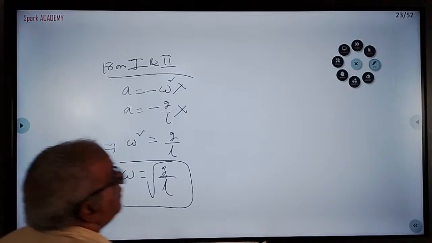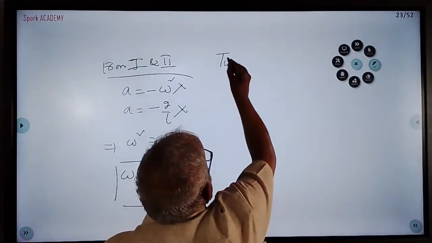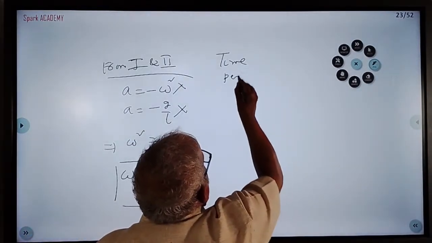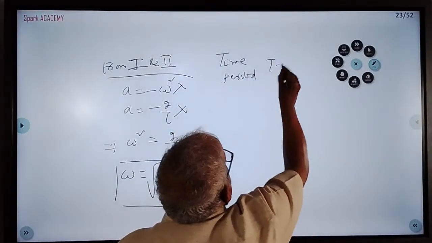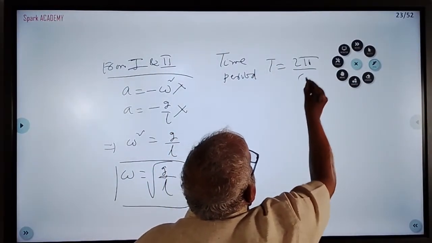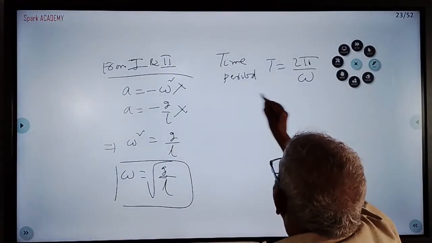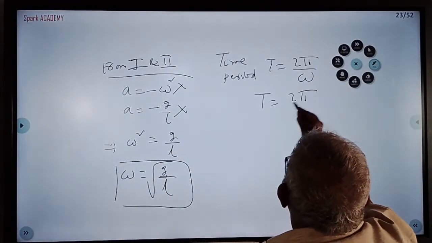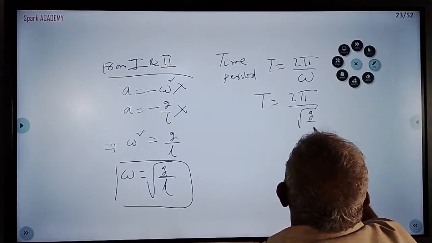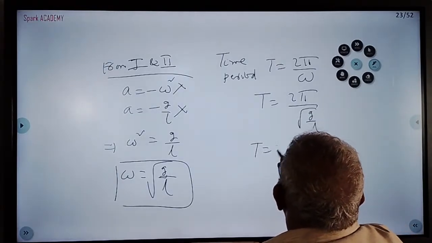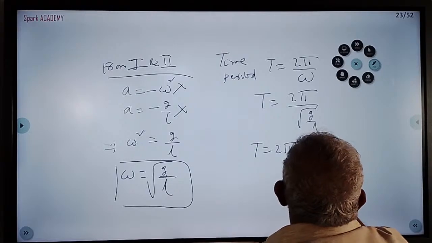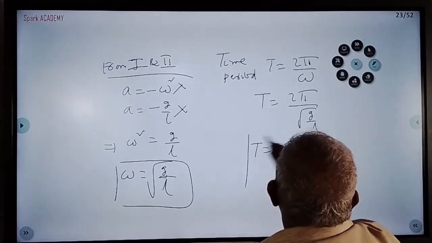What is time period? Time period in rotatory motion or oscillatory motion is given by 2 pi by omega, where omega is angular velocity. Hence, we get time period is 2 pi under root g by L, so time period is 2 pi square root L by g. This is time period expression.